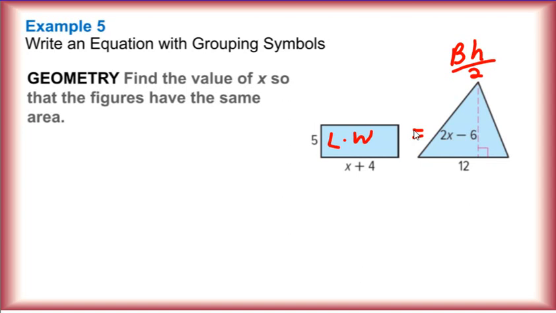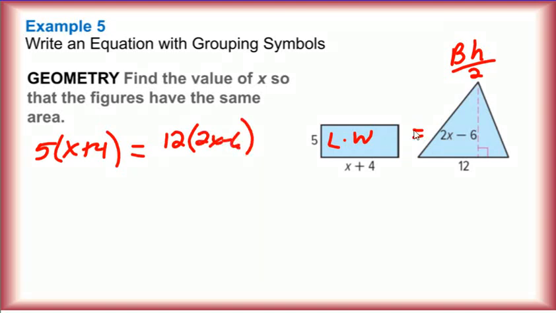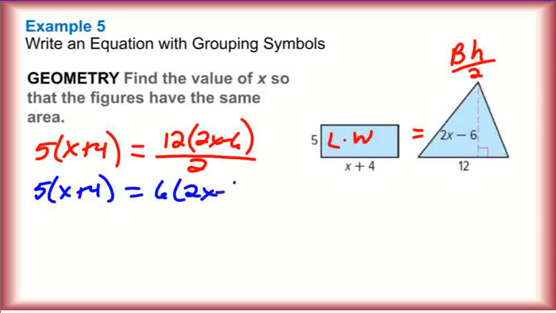So on this side, I have 5 times x plus 4. That area has to equal the base is 12 times the height, which is 2x minus 6. Divide that by 2. Now I can simplify this. 12 divided by 2 is actually 6. So if I rewrite this, I would have 5 times x plus 4 equaling 6 times 2x minus 6.